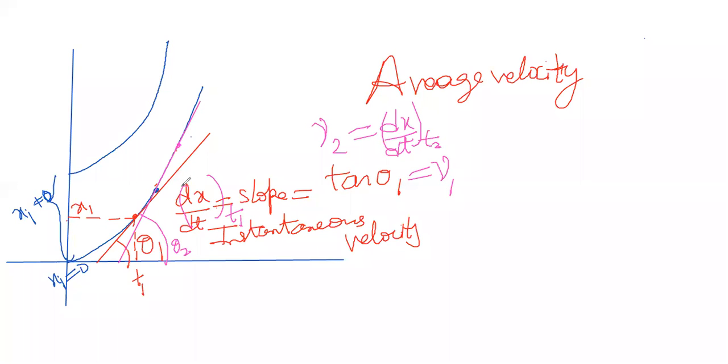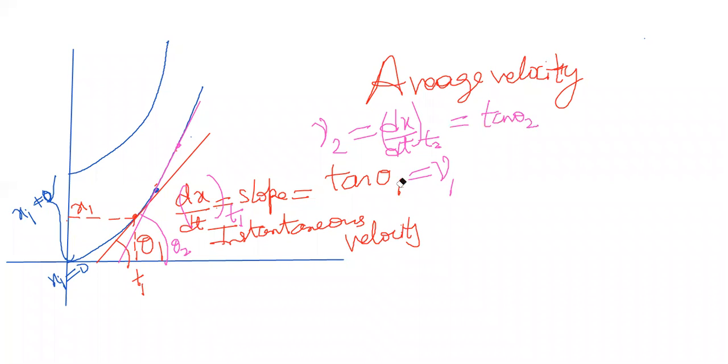So you want to find out the instantaneous velocity at another point, this pink dot. How do you find out the instantaneous velocity at this other point? You have to draw a tangent at that point. You observe this theta 2 is greater than this theta 1. Is it or not? This theta 2 is greater than this theta 1. So V2 is dx by dt at T2, which is equal to tan theta 2. And this is tan theta 1.